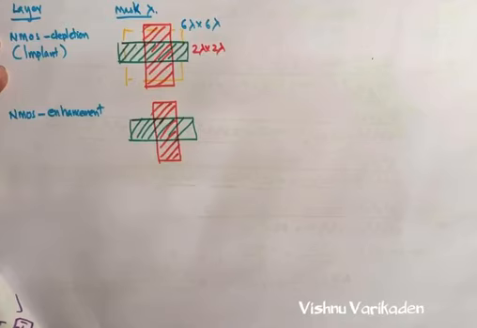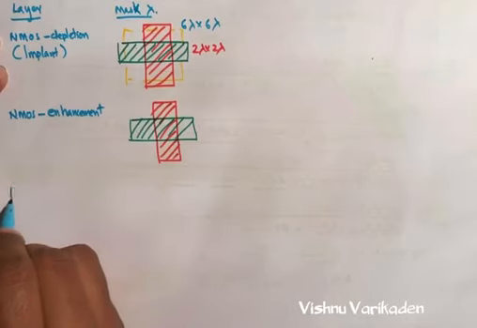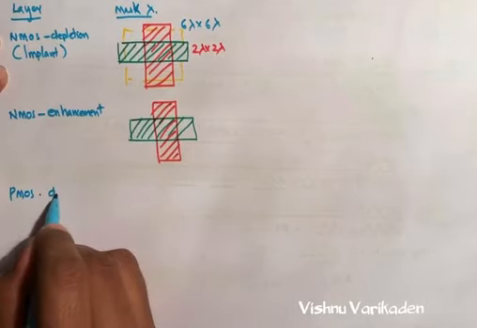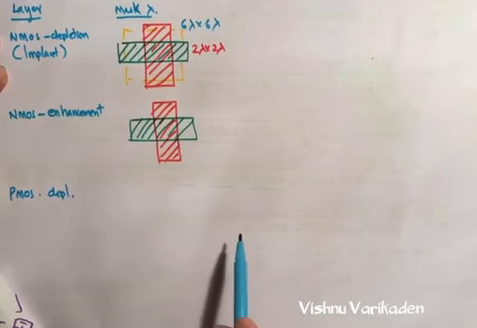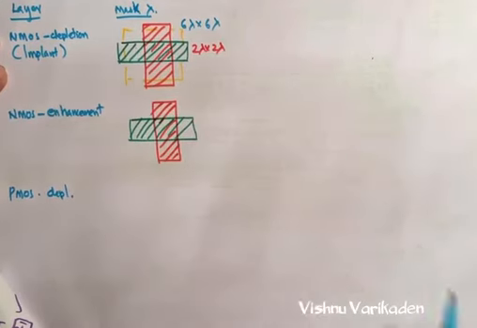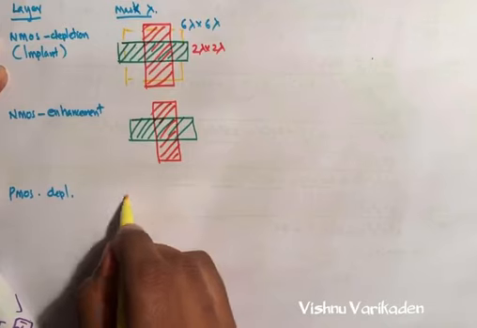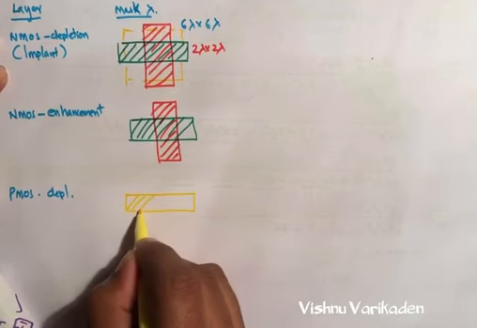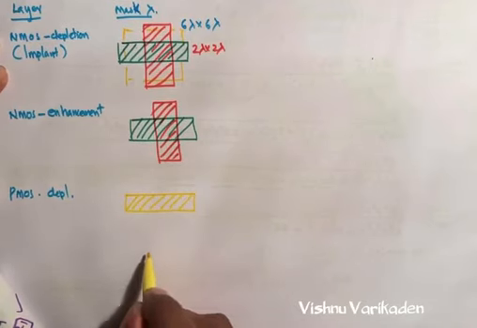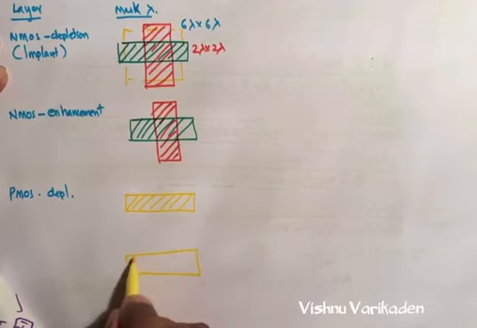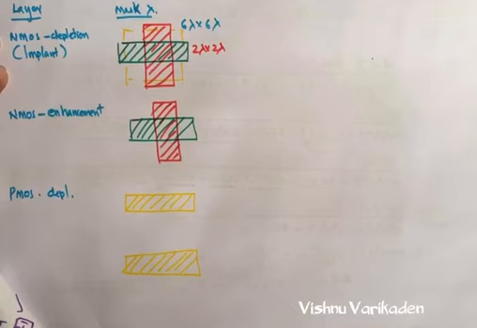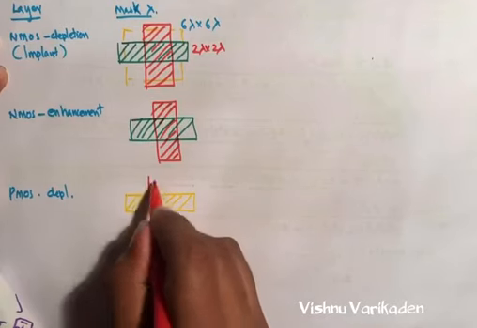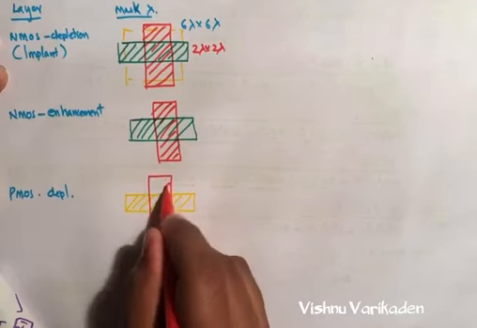So we can make the same thing for the PMOS depletion. For PMOS depletion, we change the layer to yellow, and for enhancement it is the same as this. The diffusion layer is yellow, and the polysilicon like this. The sizes are the same.